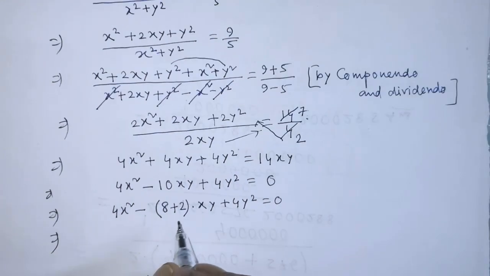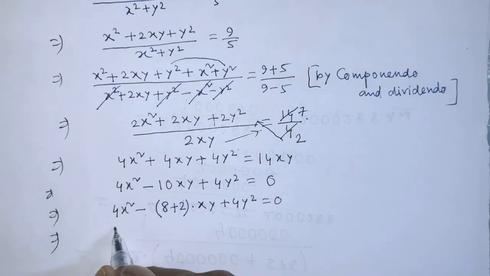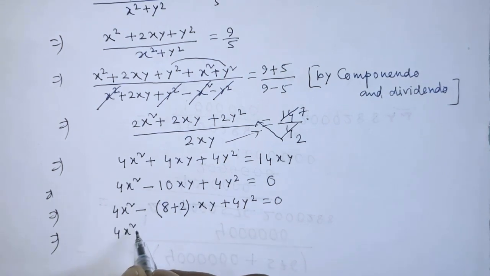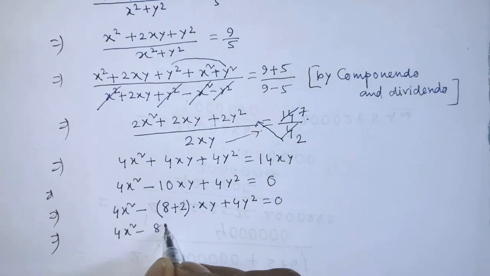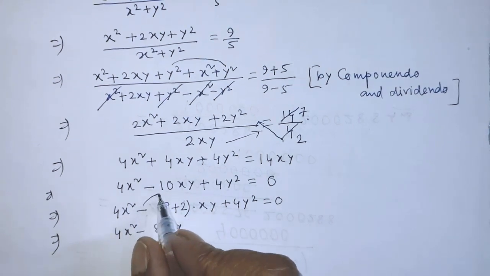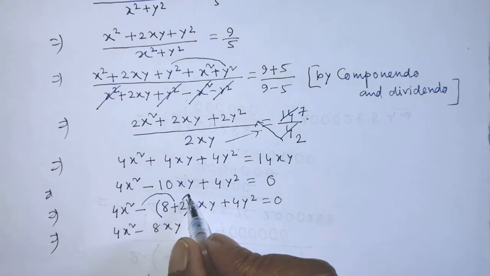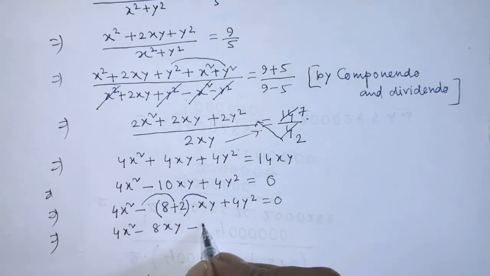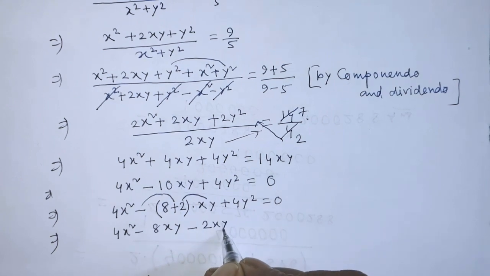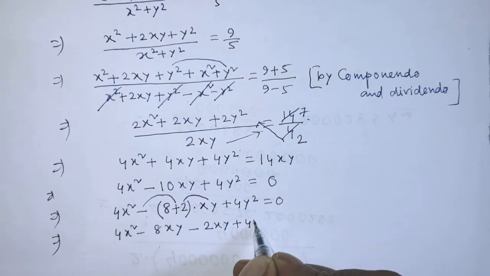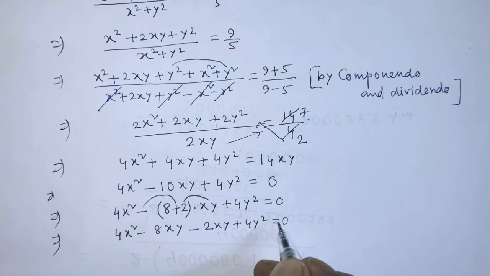After that, we can write from the left hand side of this equation 4 times x square minus 8 times xy minus into plus, that is minus, and similarly we have to multiply 2 with xy, that is 2 times xy plus 4 times y square is equal to 0.